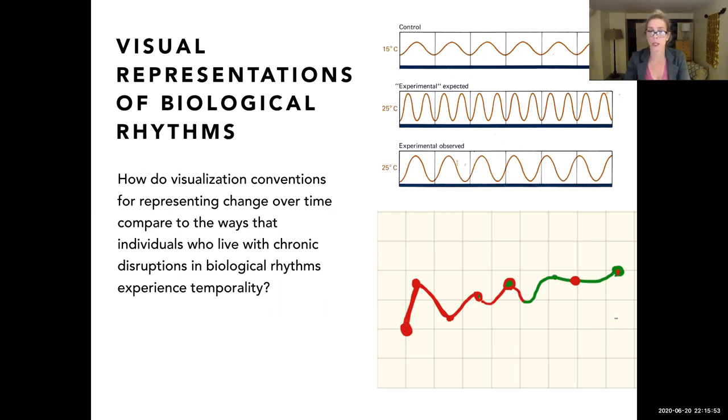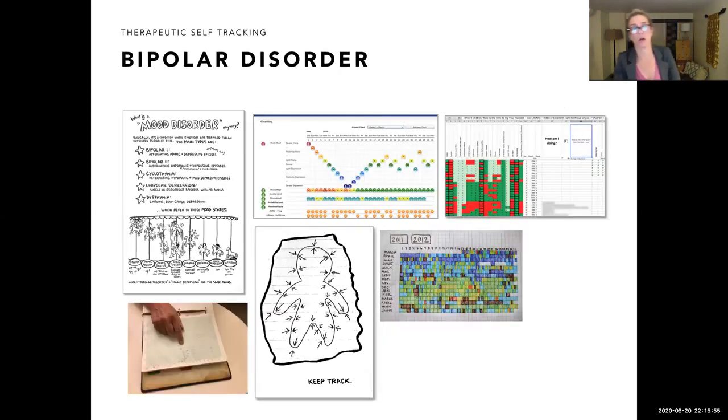Bipolar disorder is a chronic mental health condition characterized by shifts in mood from highly elevated manic states to depressive states. Therapeutic self-tracking is often recommended along with medication as a means to manage bipolar. In addition to tracking mood states, people tend to track things like sleep, activity levels, social interactions, and spending, using everything from consumer activity trackers to clinician-provided worksheets to DIY spreadsheets.